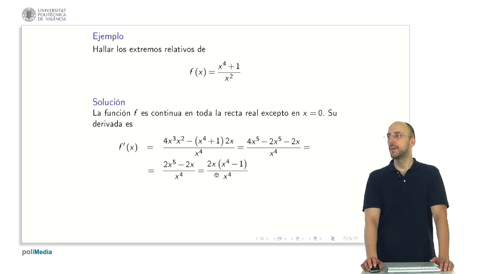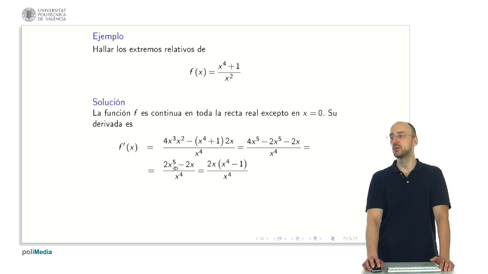I'm going to factor out the common factor to simplify it further. In this case, I can factor out an x and a 2. This leaves us with 2 times x to the fourth minus 1. All right, let's work through this. The x in the numerator cancels out with one in the denominator, leaving us with x cubed.